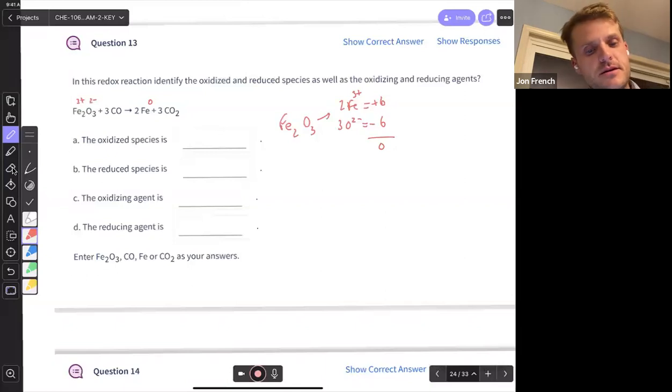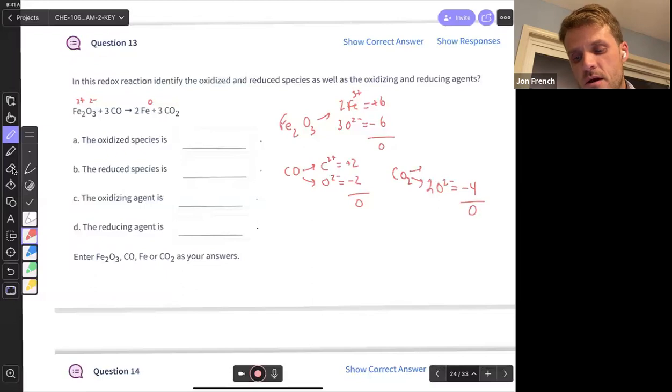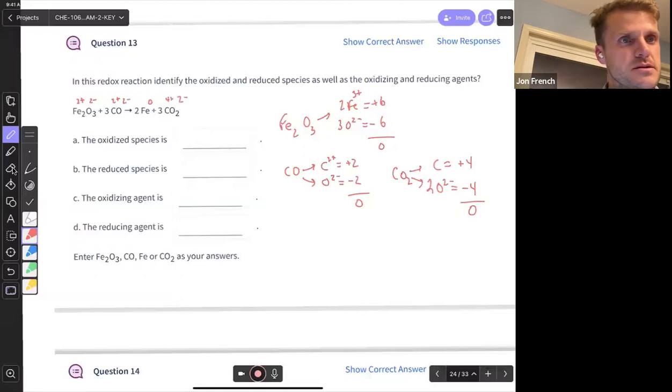The other one is kind of hard to see, because carbon monoxide, if I break down carbon monoxide, oxygen is always -2. It needs to be neutral. So that means carbon is +2 in carbon monoxide. In carbon dioxide, we have 2 oxygens now at -2 each, so that's -4. So that means carbon now needs to be 4+ to balance that out. So carbon here is 2+, oxygen's 2-, carbon here is 4+, oxygen is 2-.